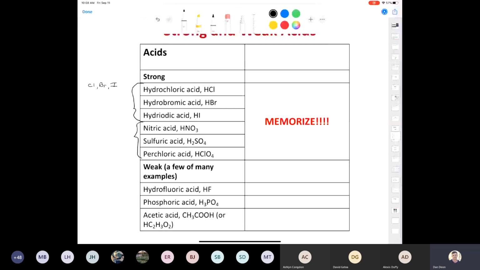Hydrofluoric acid is a weak acid. Phosphoric acid, sometimes students will fall into the trap and think that's strong. It's actually weak. And acetic acid. So somebody pointed out earlier on, vinegar, right? So the acid that's found in vinegar is actually acetic acid.